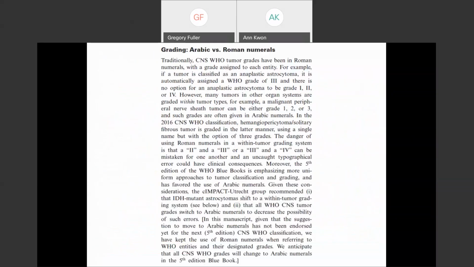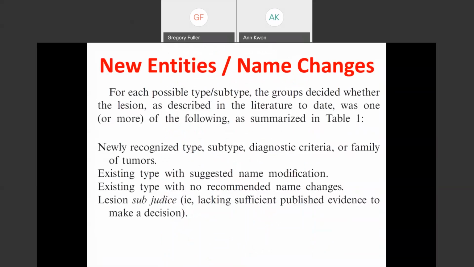All right, look at it. That says Arabic versus Roman numerals. Look at this. I'll let you read it at your own time, at your leisure. Bottom line is we're going to Arabic numerals.